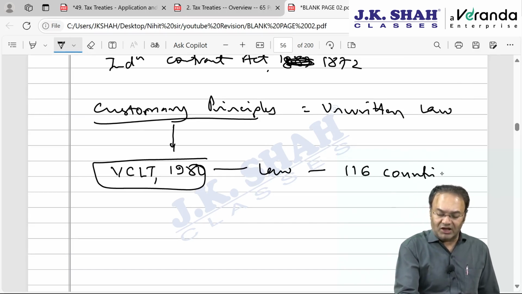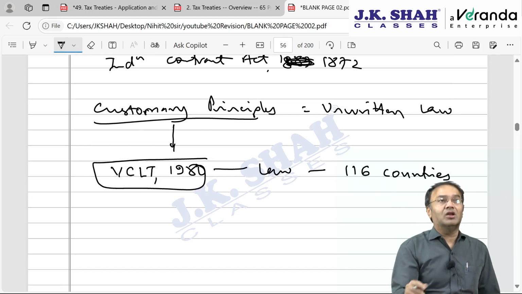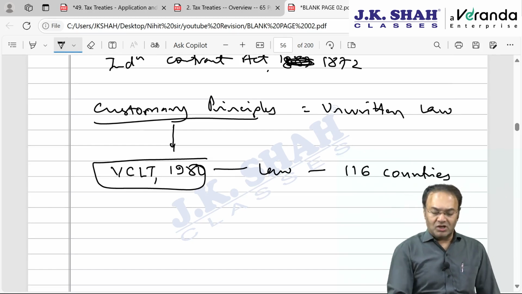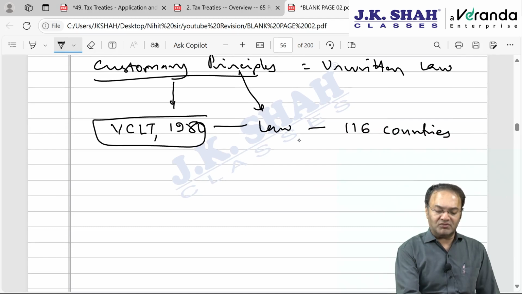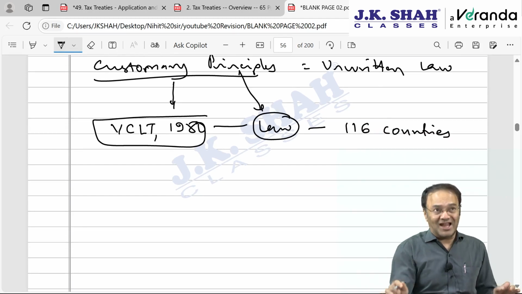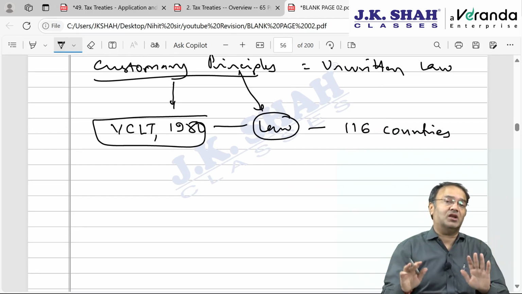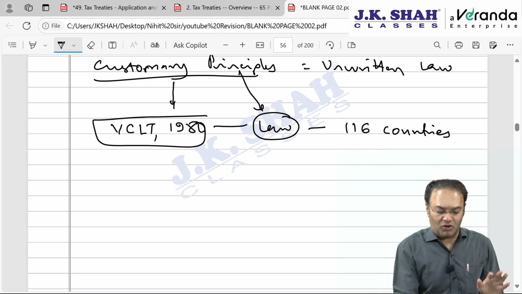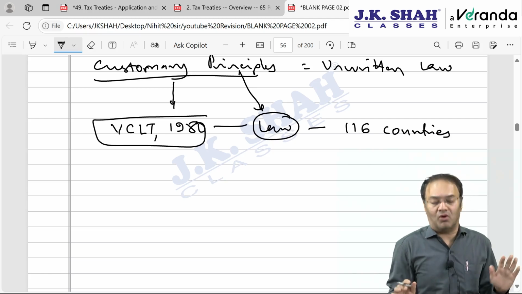116 countries have ratified it, that means they have agreed upon it, out of total 196 countries. So whatever were the customary principles were converted into law signed by so and so country. That means these many countries have agreed that whatever we were following, now we will accept it as a law.